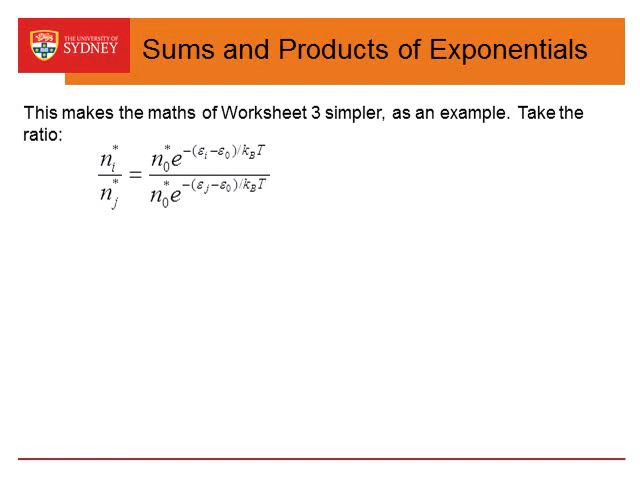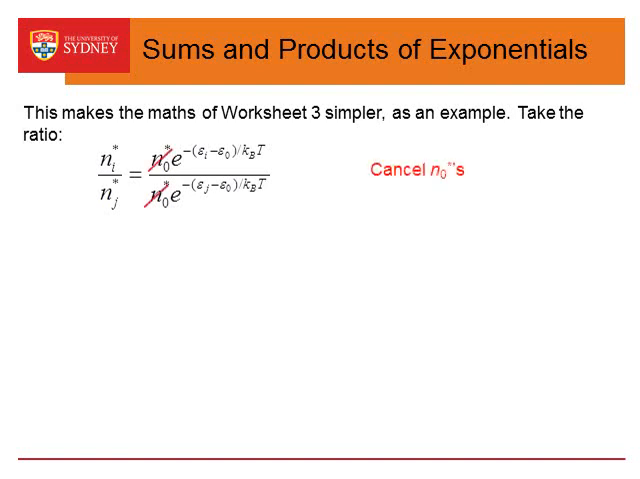This makes the maths of worksheet 3 much simpler. To take an example, if we take the ratio ni* over nj*, the occupation numbers of two arbitrary energy levels in the most probable distribution, we write that as a Boltzmann distribution n0* e to the minus energy difference divided by kBT divided by n0* e to the other energy difference for Ej divided by kBT. And we want to simplify this.